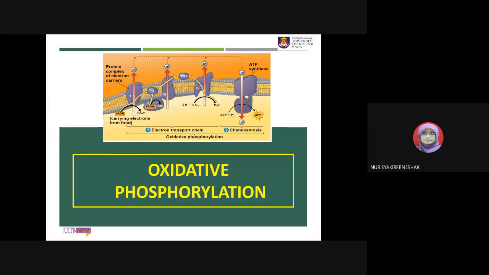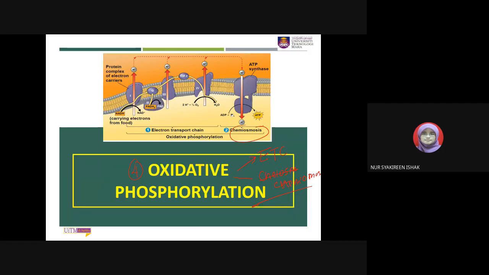Okay, so kita nak masuk sekarang dekat the last phase. Okay, the fourth phase of oxidative phosphorylation. So this stage involves the electron transport chain and also chemiosmosis. Ni kat sini, chemiosmosis. Okay, chemiosmosis.